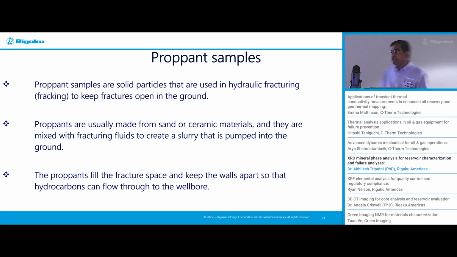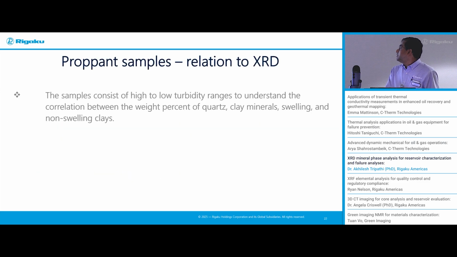We have to keep the ground safe for future generations, so we have to be very careful about how we are fracking, and usually sand, which is quartz, is used. So there are some pitfalls why we have to be careful. The proppant fills the fracture space and keeps the walls apart so that hydrocarbon can flow through the well bore. Once you hit a hydrocarbon, a petroleum, it can flow through that without seemingly getting stuck anywhere.